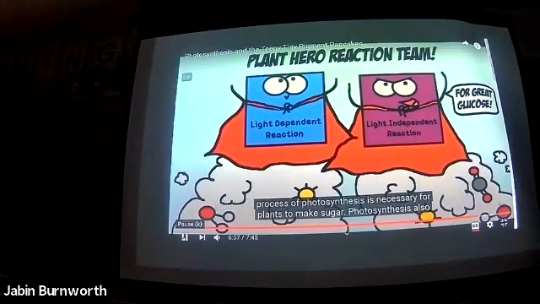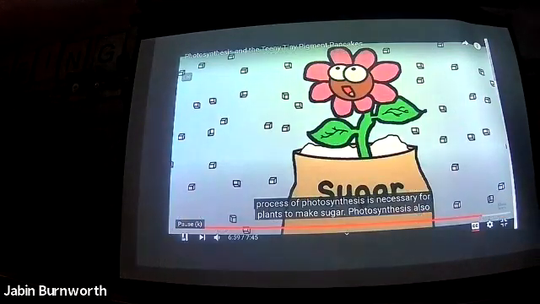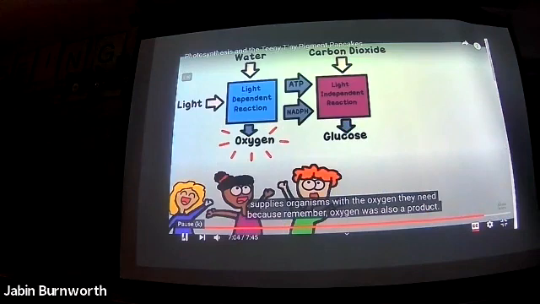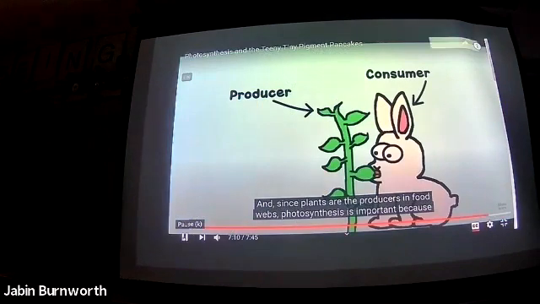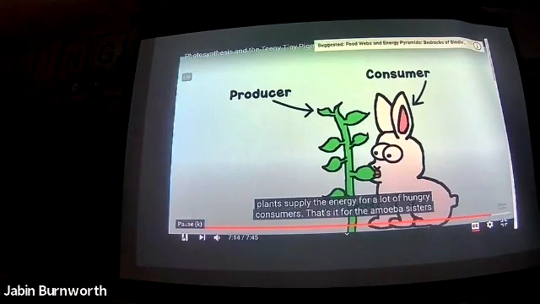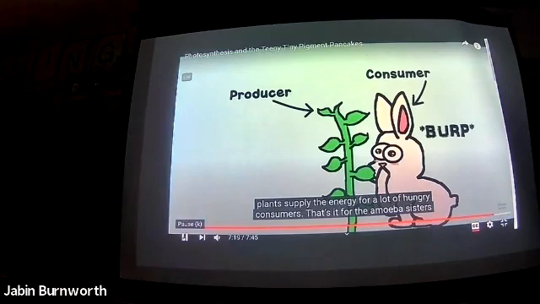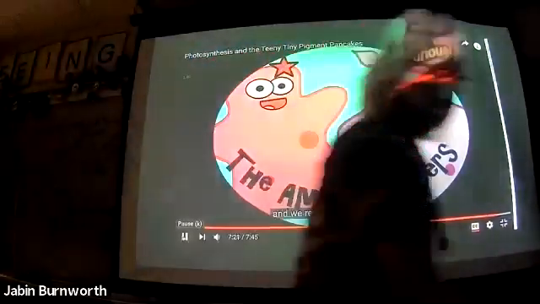The process of photosynthesis is necessary for plants to make sugar. Photosynthesis also supplies organisms with the oxygen they need because, remember, oxygen was a product. Also, since plants are the producers in food webs, photosynthesis is important because plants supply the energy for a lot of hungry consumers.